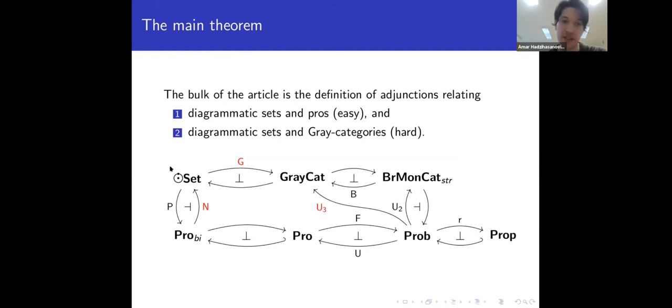We have this G, which is the way that we're going to get a gray category from the diagrammatic set. And we've got this U3, which is the composite of this left adjoint and this right adjoint. So it's not an adjoint functor from props to gray categories. The important thing about this functor is that it's pseudomonic, which means it's essentially injective, which means that given a gray category that is in the essential image of this functor, we can uniquely reconstruct the prop that it comes from.